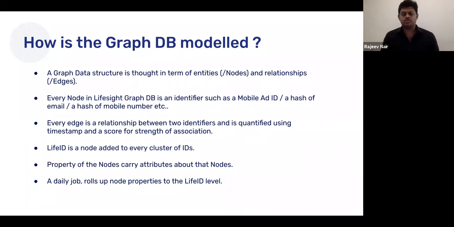The way we have conceptualized the graph database is that every ID is a node. So an email is a node, a hash of an email is a node, a hash of a mobile number is a node, mobile ad IDs and hashes of mobile ad IDs are nodes. From various data signals that we source from a lot of other places, we establish relationships between these nodes. Whenever we establish a relationship, we quantify it. How frequent is that particular relationship seen? What's the recency of that relationship? Based on the source from which the relationship originates, we are able to score whether it is probabilistic or deterministic. Internally, we call this strength of relationship.